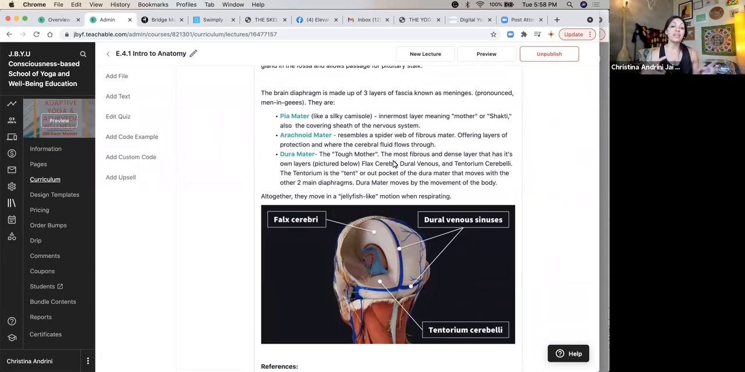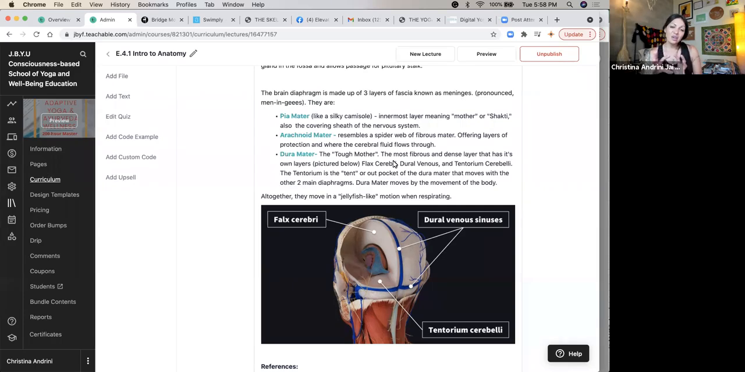It's pronounced meninges, and they are the pia mater, which is like that silky camisole that my teacher Kristen Leal speaks of it as. It's that innermost layer. It's like that mother, very silky, shakti. It's that really soft layer that is the covering sheath of the nervous system.